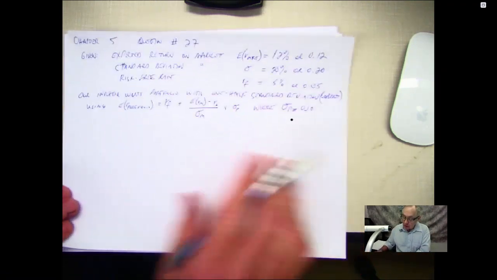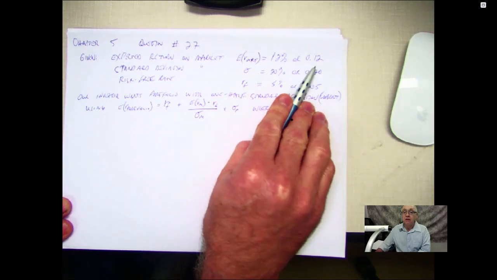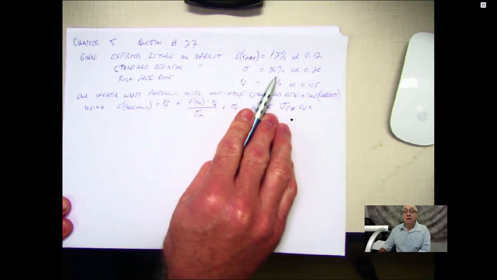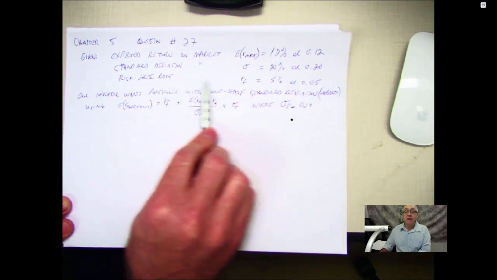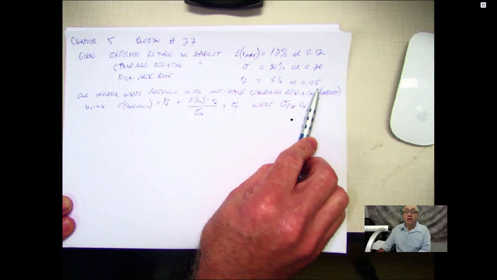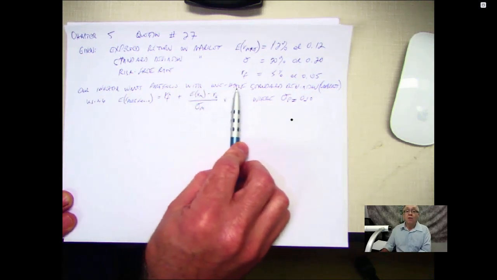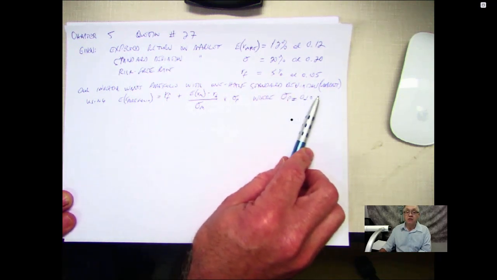Information that we're given in the question: the expected return on the market is 12%, 0.12. Standard deviation on the market is 20% or 0.20. The risk-free rate at the time is 5%, 0.05. In the question, the investor wants a portfolio with 1/2 the riskiness, 1/2 the standard deviation of the market.